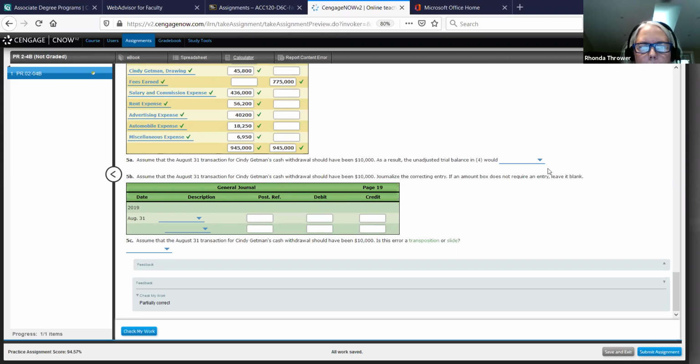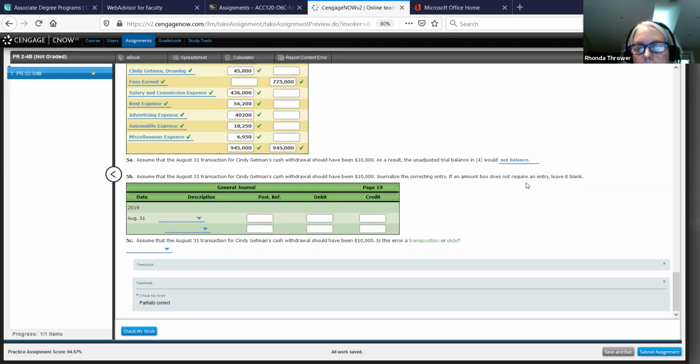And so it says, assume that the August 31st transaction for Cindy Getman's cash withdrawal should have been $10,000, and the unadjusted trial balance would have been what? Well, if you refer back to that transaction that we had posted for the drawing, you'll notice that we posted it for $1,000. And now they're saying it should have been $10,000, and they're wanting to know what would have happened to the unadjusted trial balance. Well, it would have been incorrect. It would have been wrong. So it will not balance.